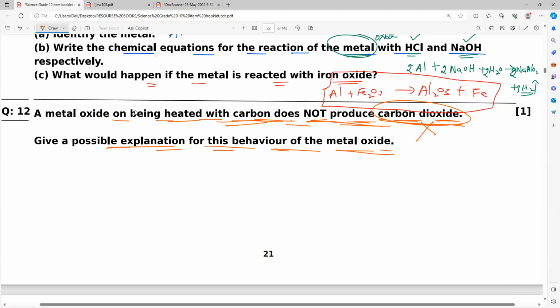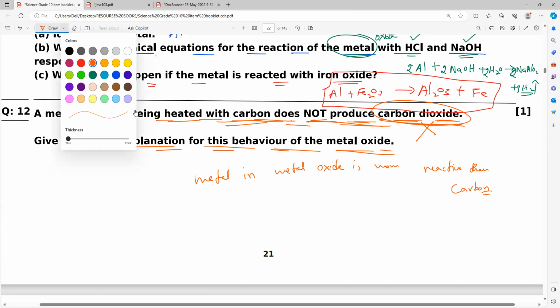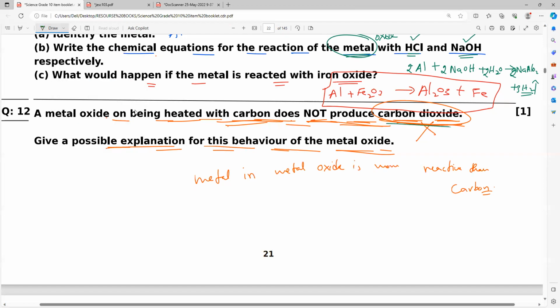A metal oxide on being heated with carbon does not produce carbon dioxide, means the given metal in the metal oxide is more reactive than carbon. So it is not possible to displace and it is not possible to release the carbon dioxide. That is what you have to remember. Okay. Understand everybody? So write it.